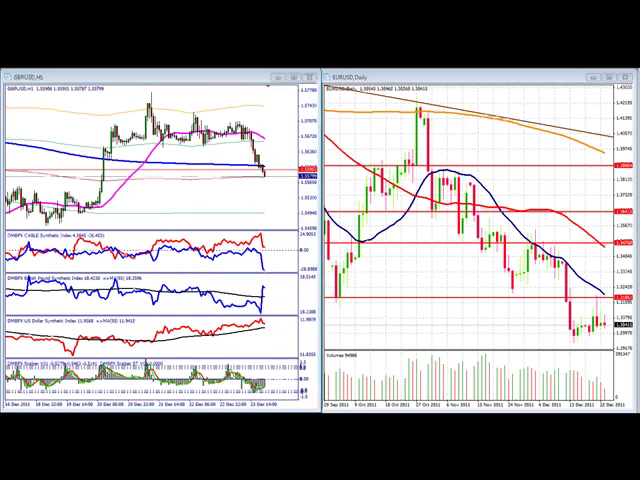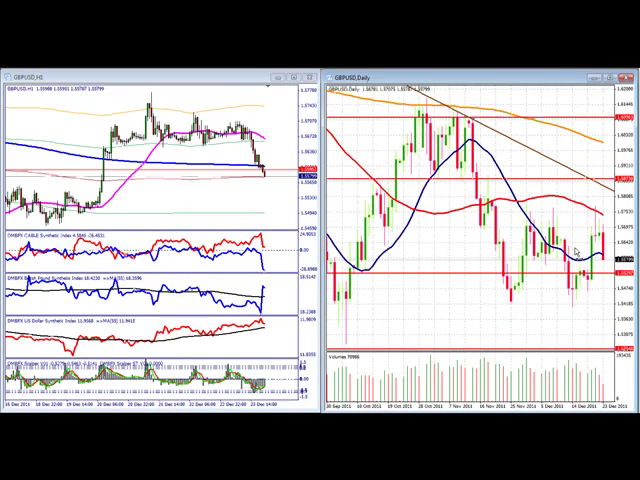Now, as we switch over to the pound dollar, we're going to see the same thing, although the pound dollar, you could argue, is a little bit stronger. Here we are on the daily chart, moving sideways, a much wider range here, but still finding resistance here at the 50 moving average.